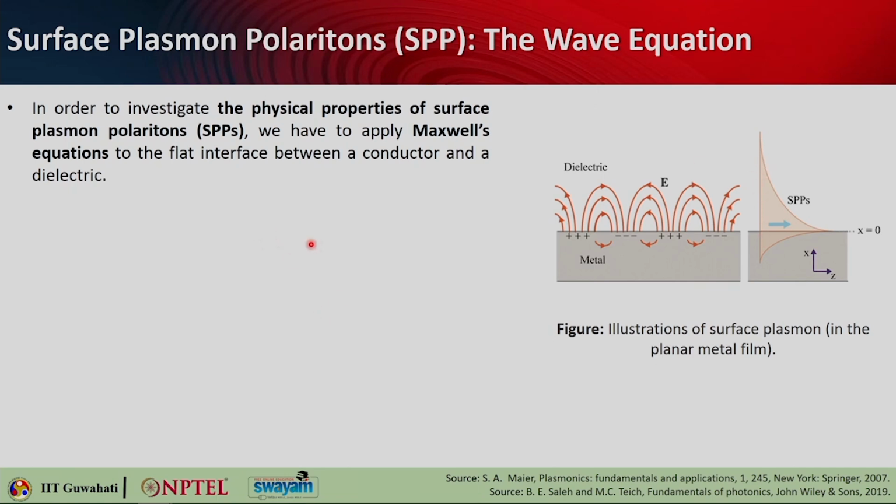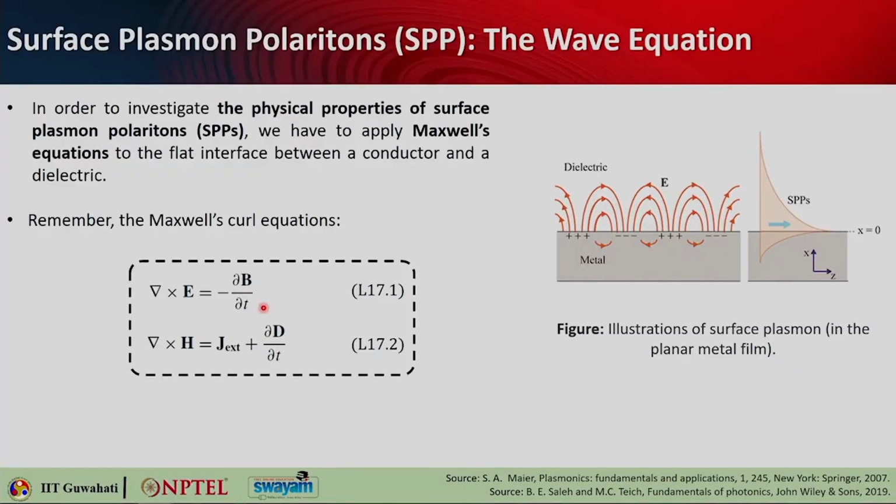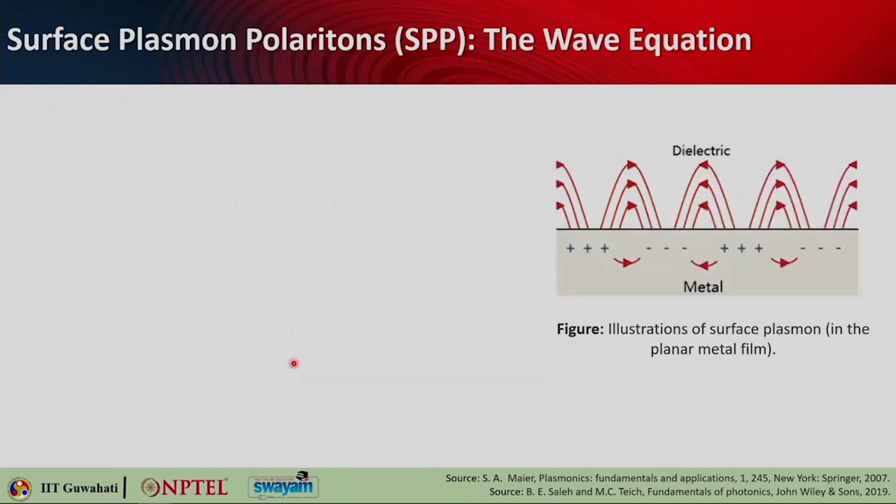So in order to investigate the physical properties of surface plasmon polaritons, we have to apply Maxwell's equations to the flat interface between a conductor and a dielectric. These are again electromagnetic waves, so they are bound to follow Maxwell's equations. If you remember the Maxwell's curl equations, these are the two curl equations. Curl of E is minus dB/dt, curl of H equals J external, that is the external surface current density, plus dD/dt.